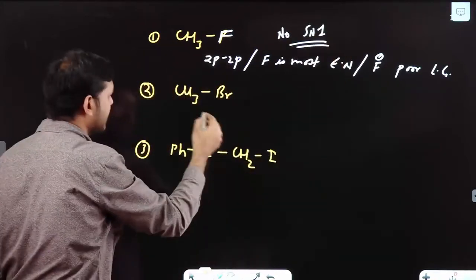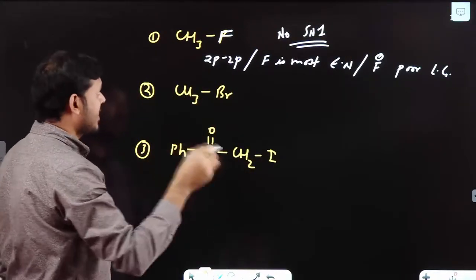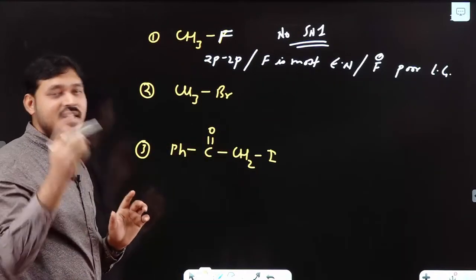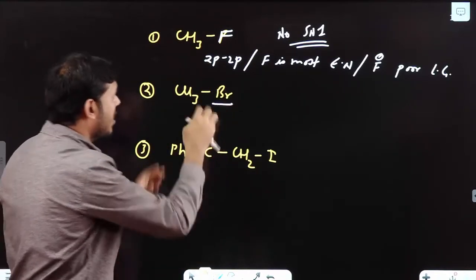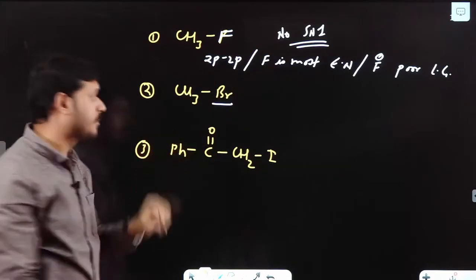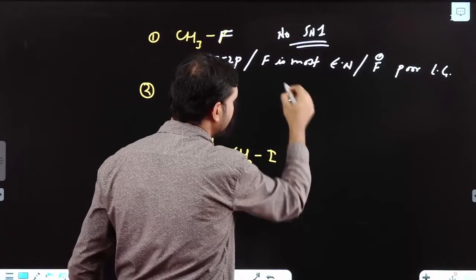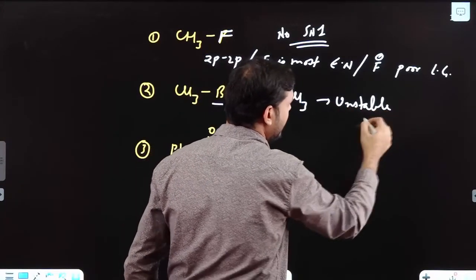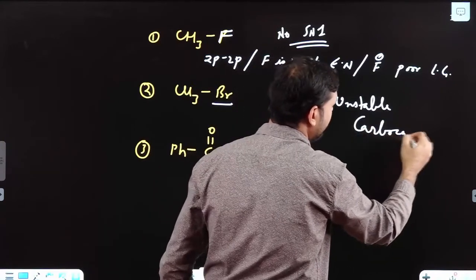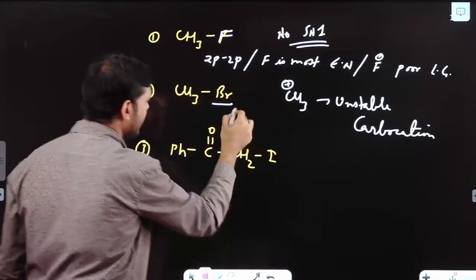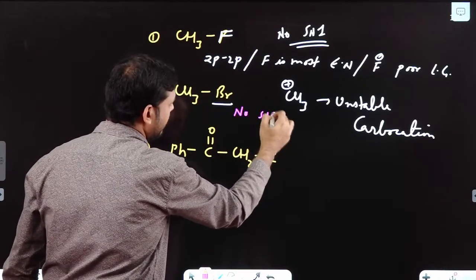Next, one more factor here is if F minus is liberated, you will get the CH3 plus carbocation, which is unstable. Here all the rest of the factors are fine, but here CH3 plus is generated, an unstable carbocation. So for this reason I can say here no SN1.